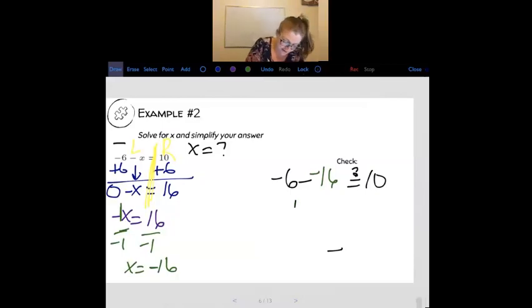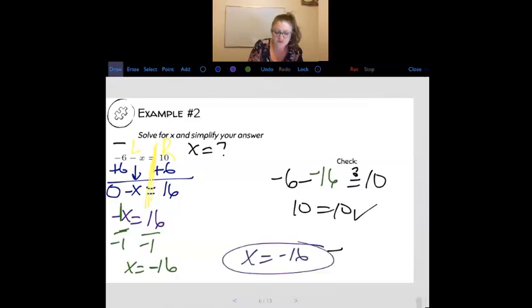Okay, and I get 10 is equal to 10, which is a true statement, which means that the value of the variable is x equals negative 16. So don't write 10. That's just what we got to make sure that our answer was right. Plug in the value you get for x.